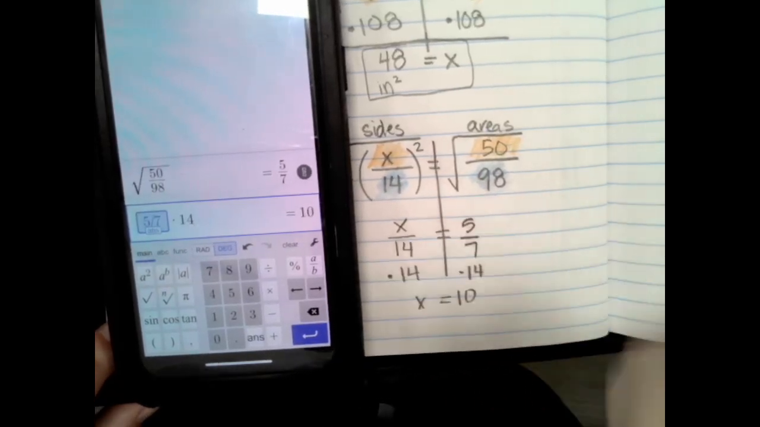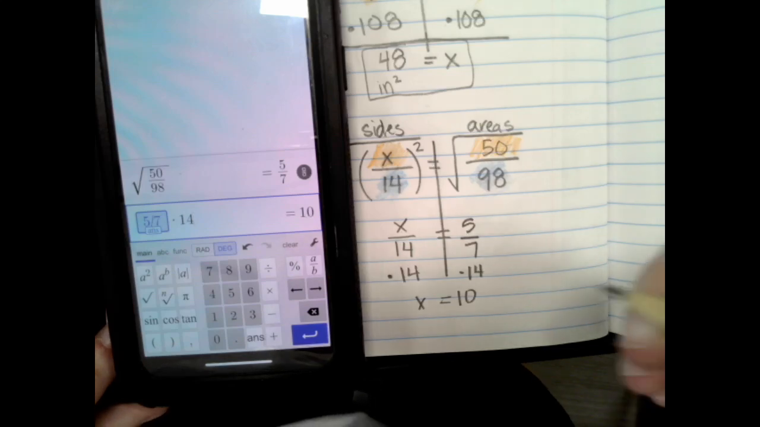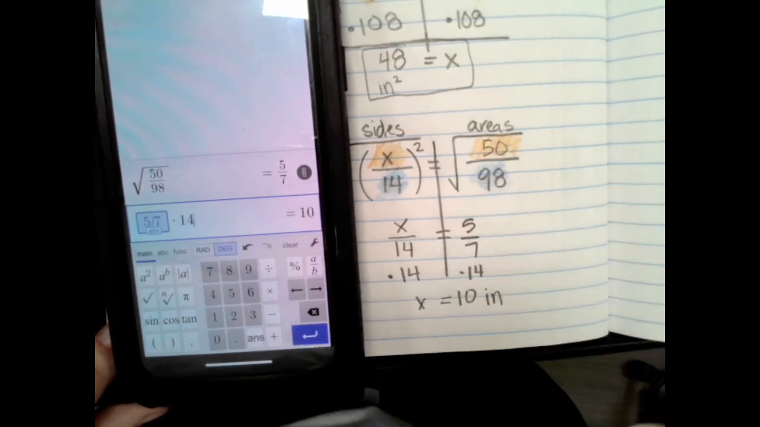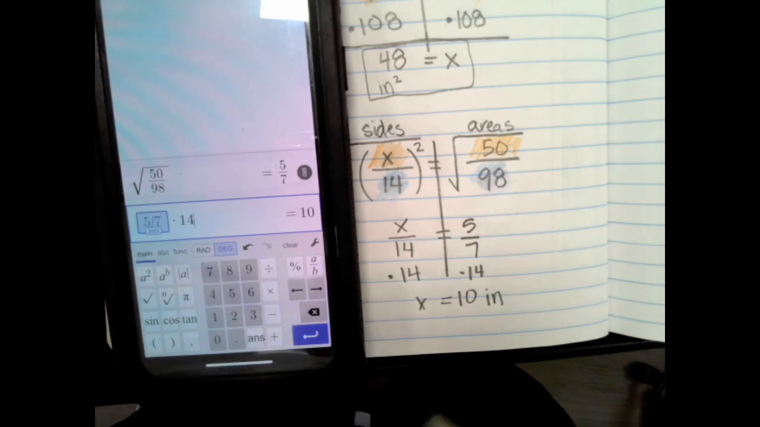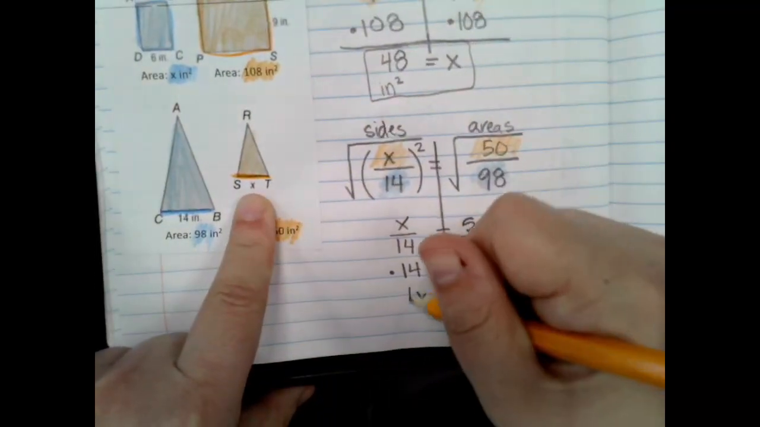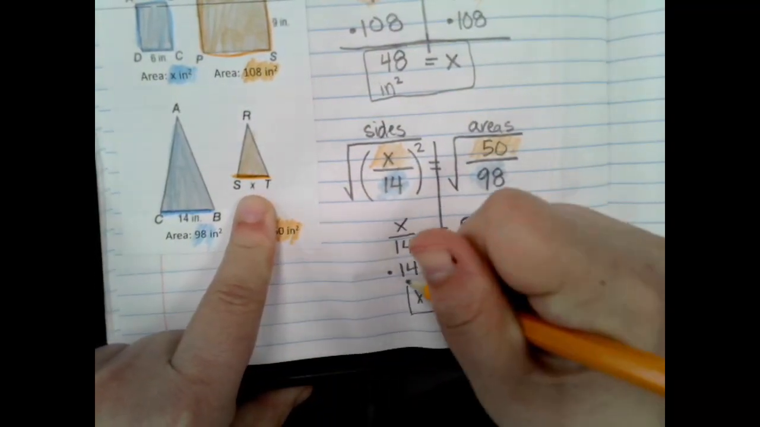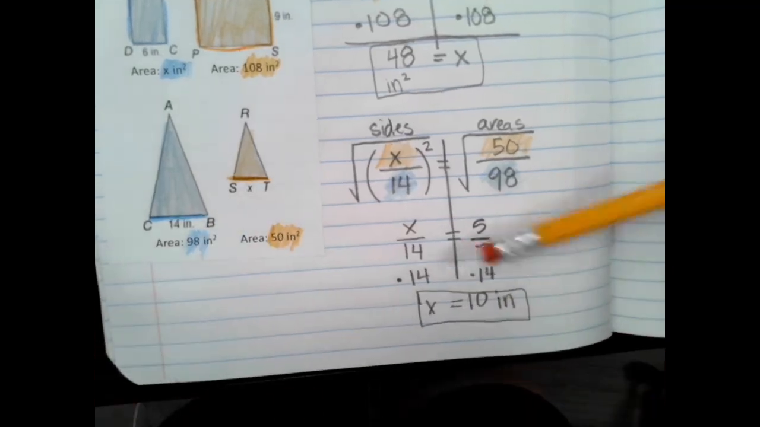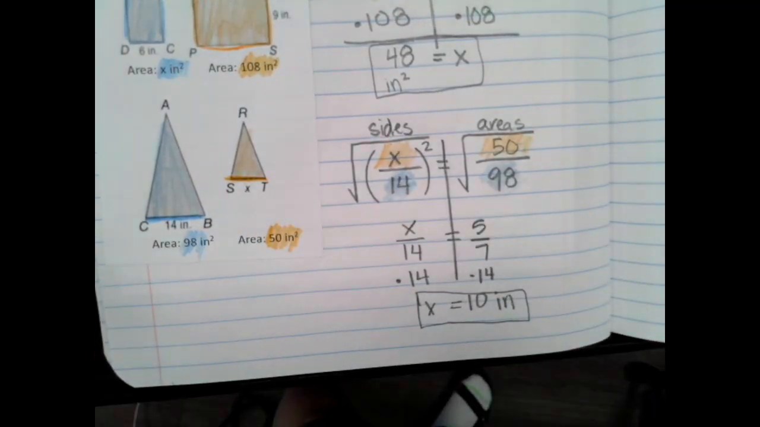And what are we measuring in this time? 10 what? Is it area or a side? Well, look at what X was representing in the picture. A side, so just inches. Last time it was area, so we did square inches. This time it's just a side, so just inches.